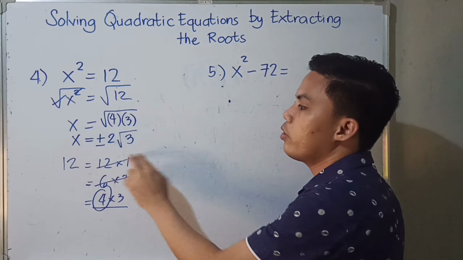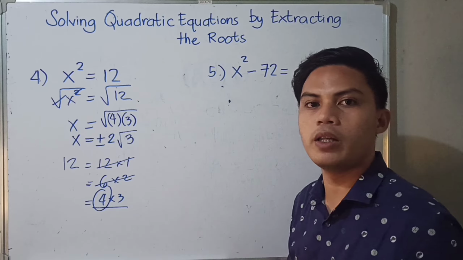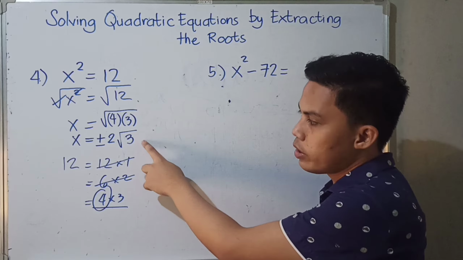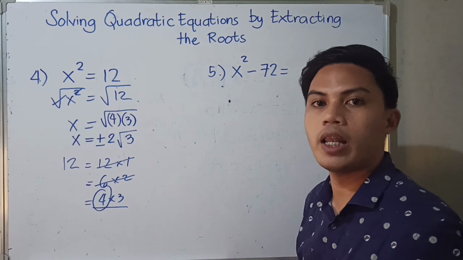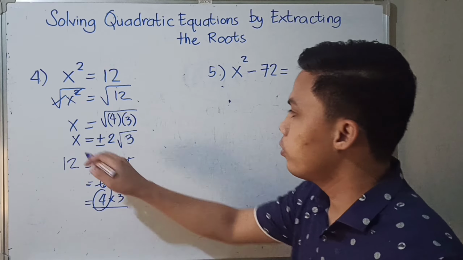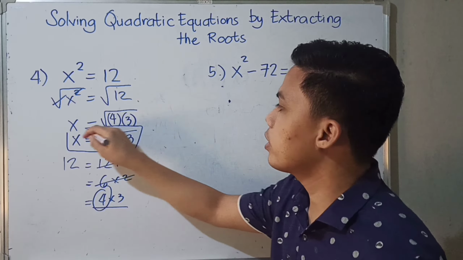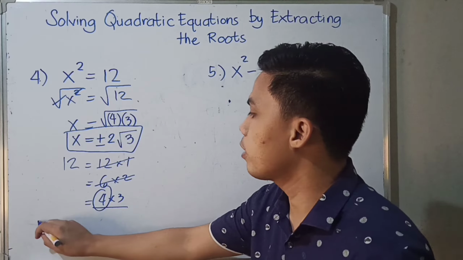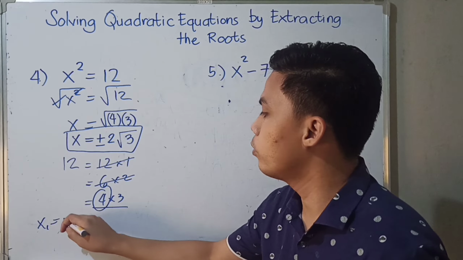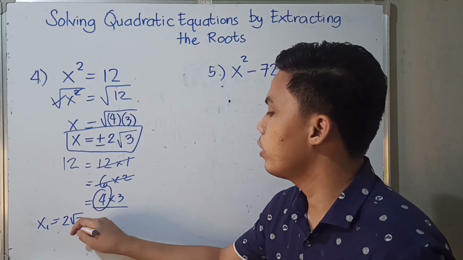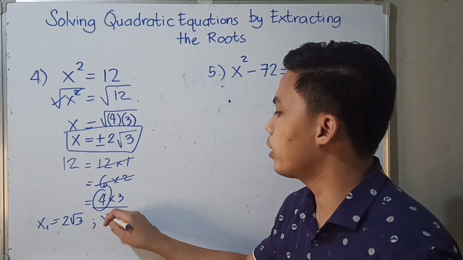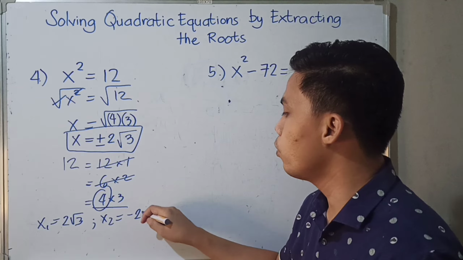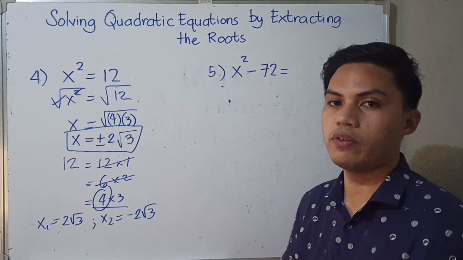Although we can still simplify this, we can make it a decimal, but since we're not using a calculator, this is considered our final answer. So, the final answer is plus minus 2 square root of 3. X sub 1 is equal to 2 square root of 3. At ang x sub 2 naman natin, or yung pangalawang root, would be negative 2 square root of 3.